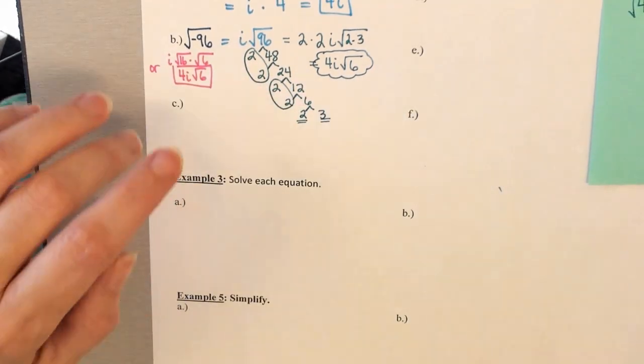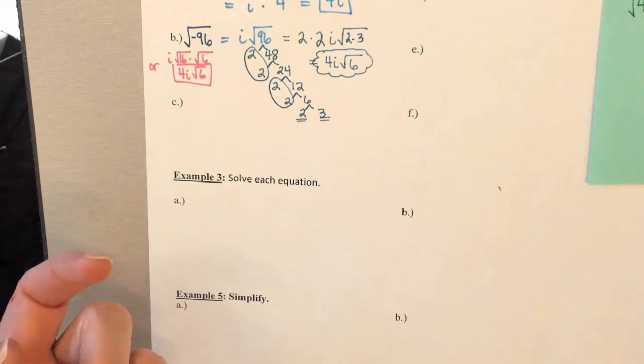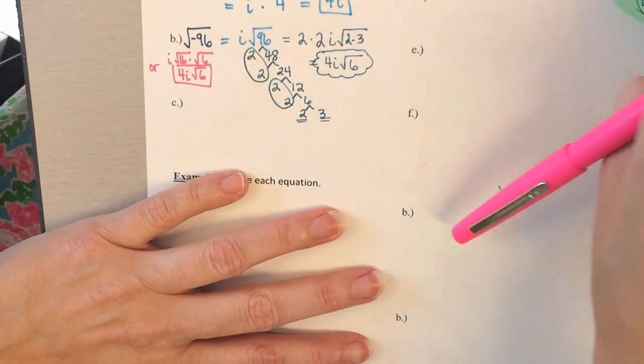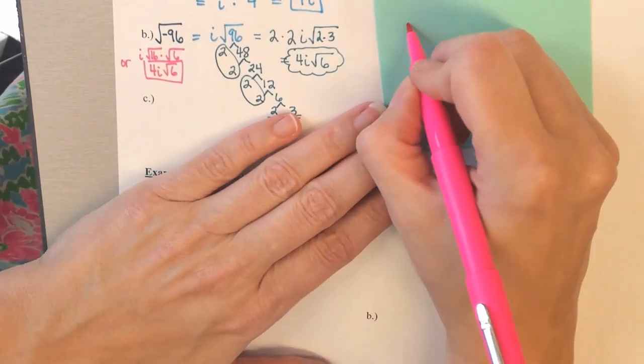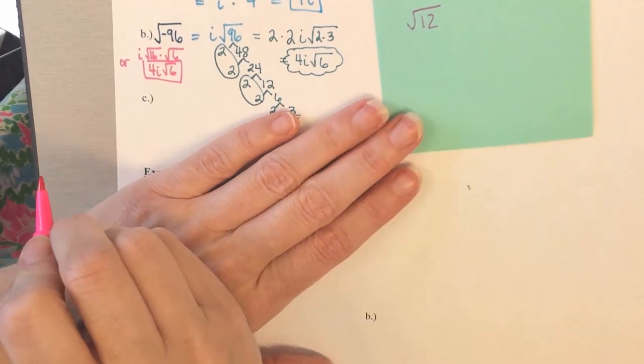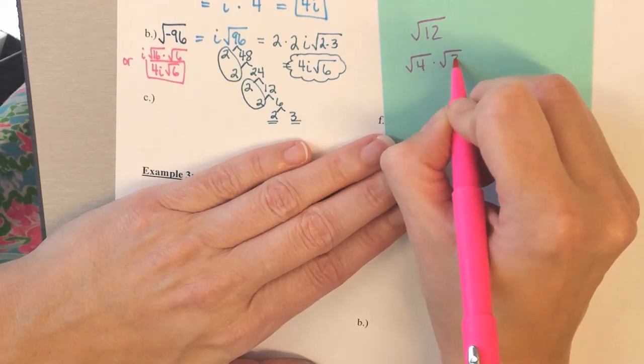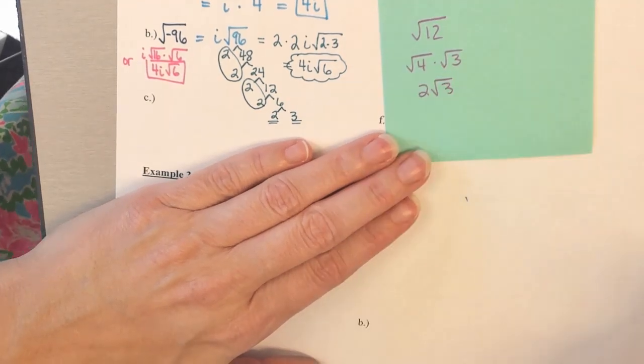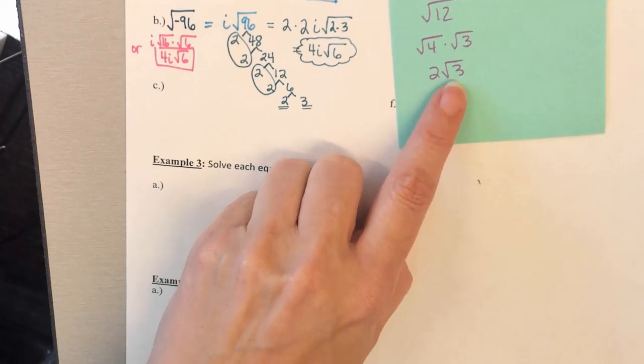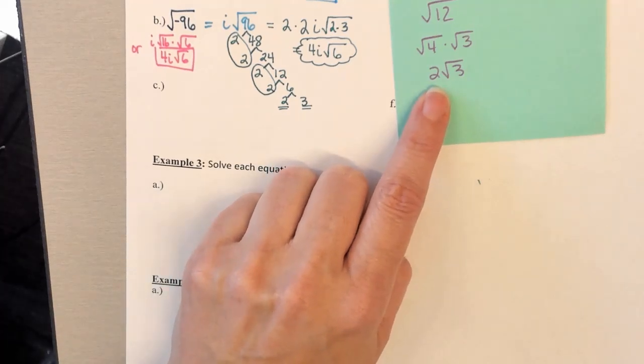So you can choose what method. When the numbers get bigger, the factor tree really is the way to go. But if you have a smaller number, like the square root of 12, what's the perfect square in 12? Yeah, so it's just root 4 times root 3. So it would be 2 root 3. So something like that, it may be simpler for you to find the perfect square.